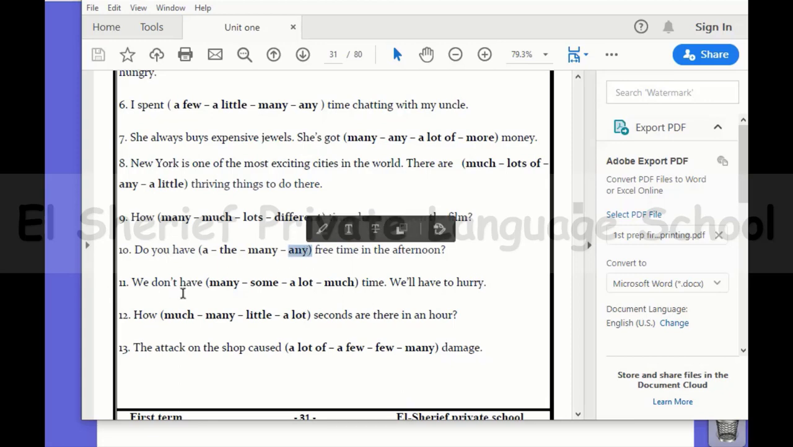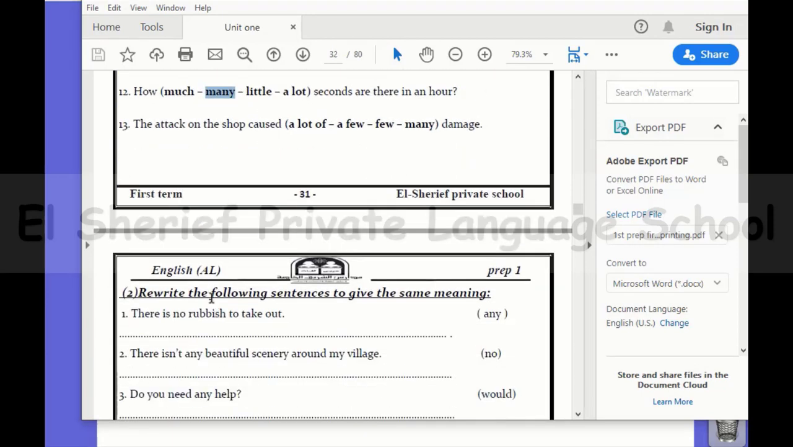11. We don't have time. We will have to hurry. So we don't have much time. 12. How many seconds are there in an hour? So how many seconds? Number 13. The attack on the shop caused damage. So caused a lot of damage.